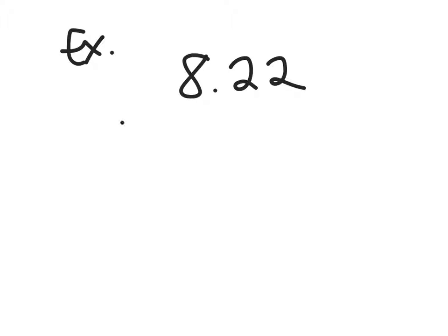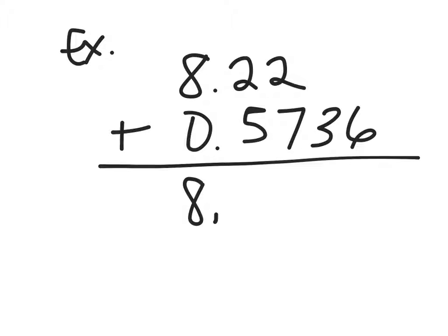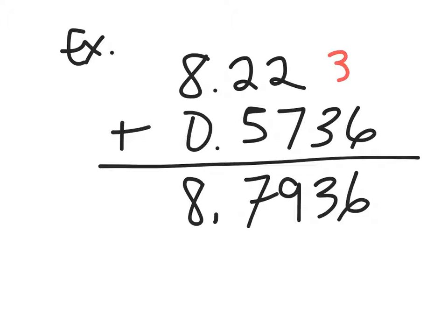So let's take an example here. In our example, we'll add 8.22 plus 0.5736. So these are the two numbers we're going to add together. If we add that together, you get 8.7936. So you can see if we just look at the number of sig figs, we've got 3 sig figs in this number, and we've got 4 sig figs in this number.